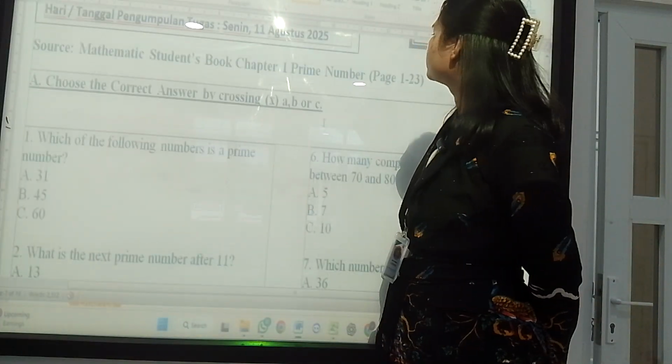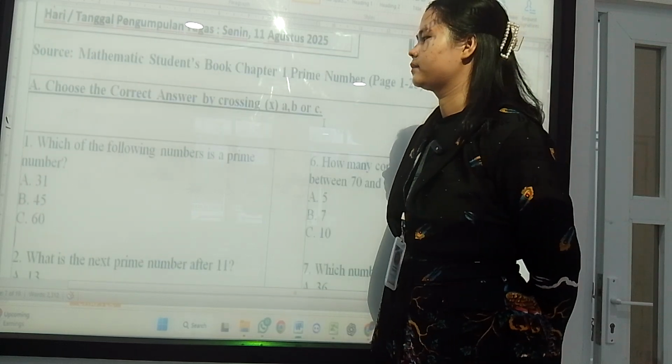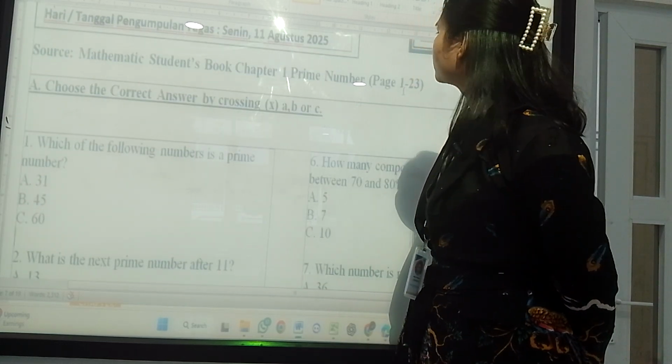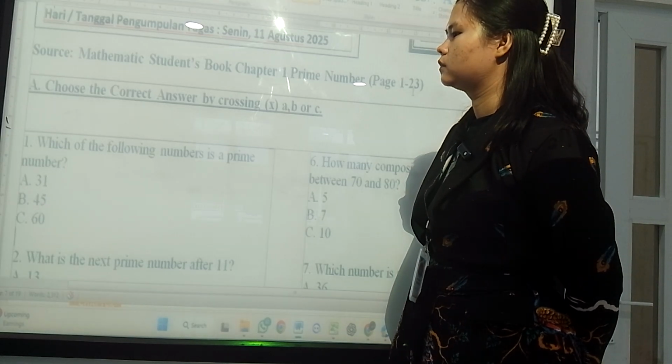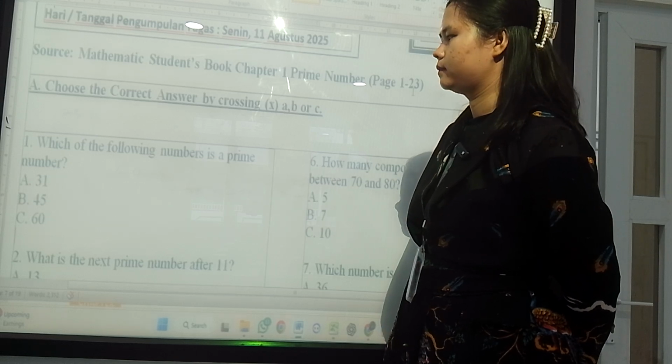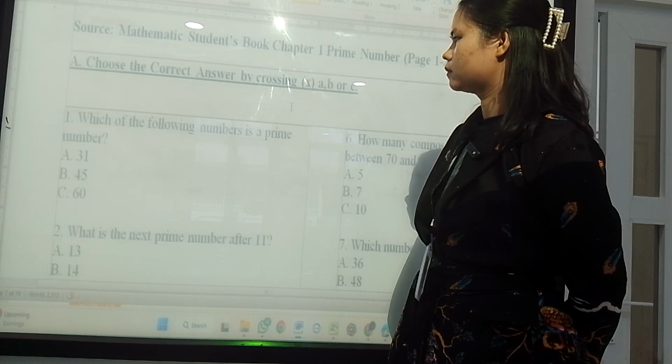So here are the homework of math for the next week, right? Yes, sir. For the next week, I see here page 1 to 23. It means for the next week you will teach about project. Okay, so math project week.